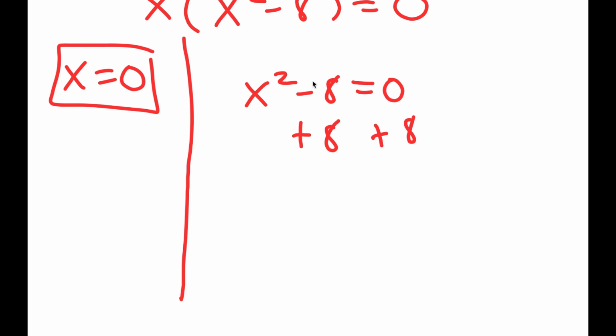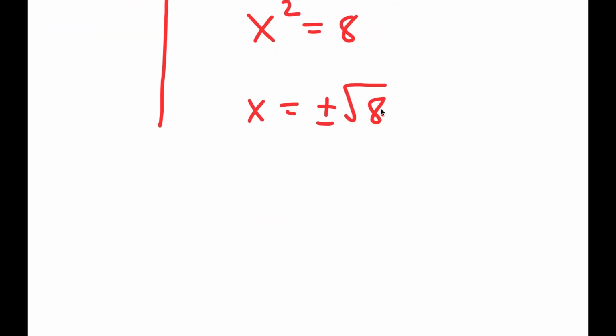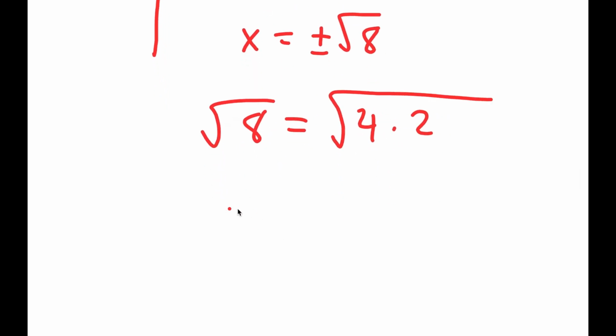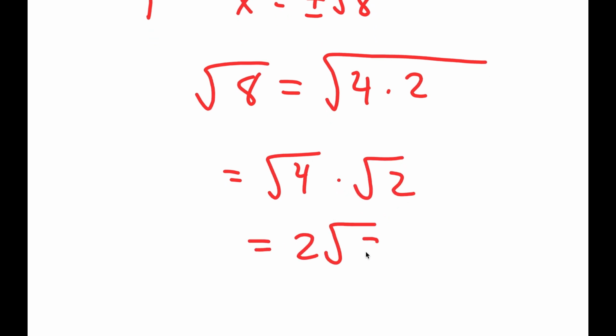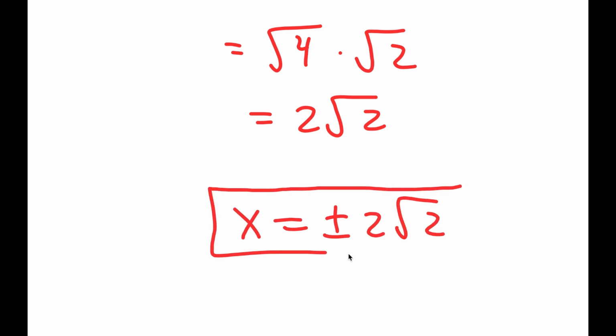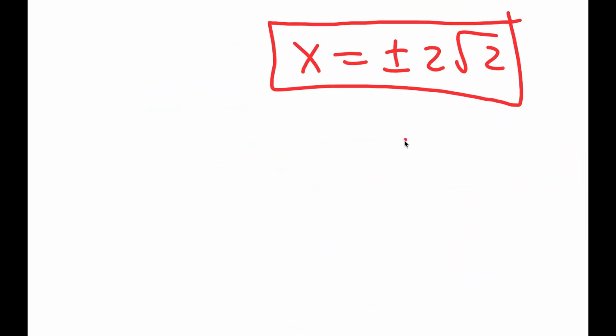From here, I'm going to add 8 on both sides, so I get x squared is equal to 8, and x is equal to positive negative square root of 8. And we're not done here yet, because I can simplify the square root of 8. So the square root of 8 is equal to the square root of 4 times 2, which is equal to the square root of 4 times the square root of 2, which is equal to 2 root 2. So I get x is equal to positive negative 2 root 2. So these are my three solutions to this equation.